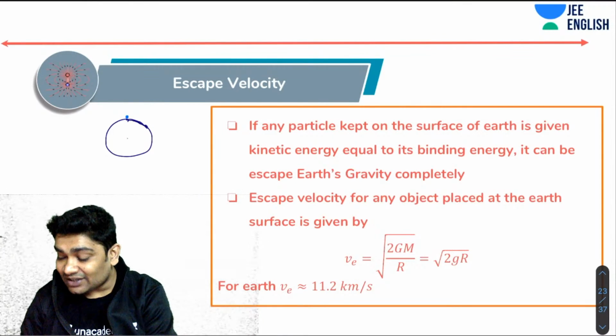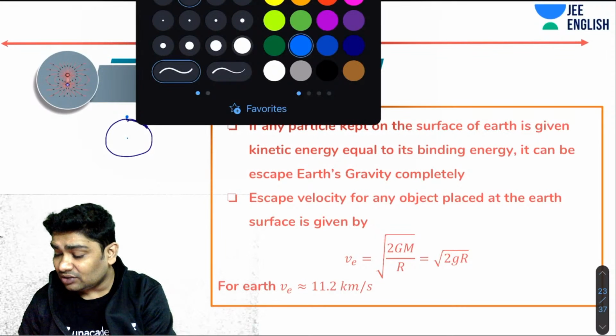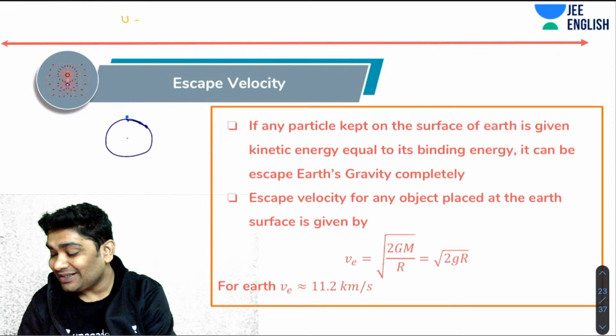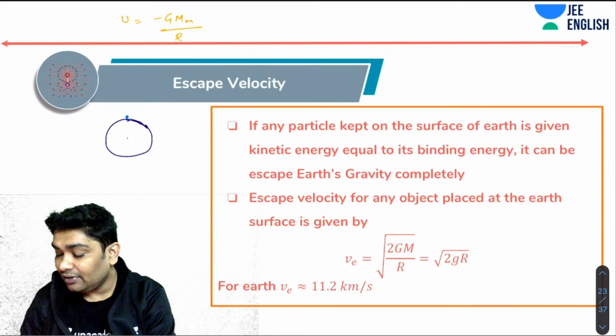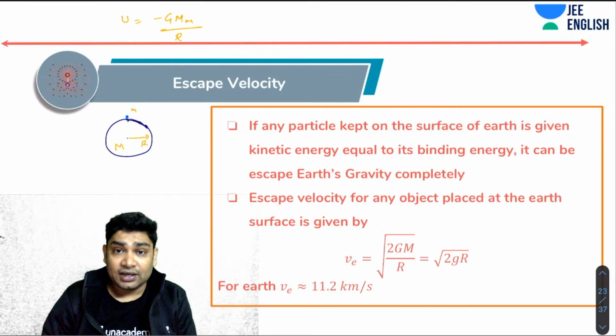So initially, if it is at rest, it will have a negative potential energy, and potential energy of my system would be, let's write it like this: U would be minus G times mass of earth, mass of object over radius of earth. Right? R is the radius of earth, M is the mass of earth, and small m is the mass of the object. So this will be the total potential energy.